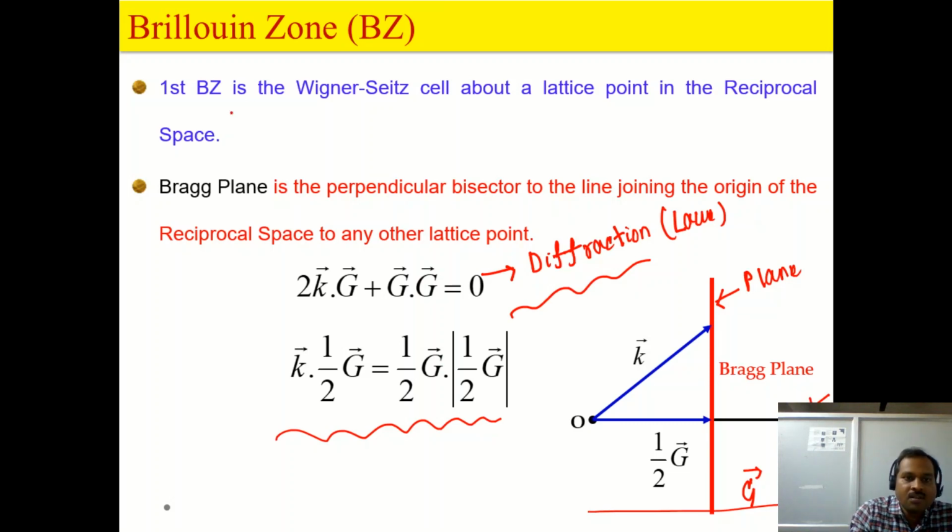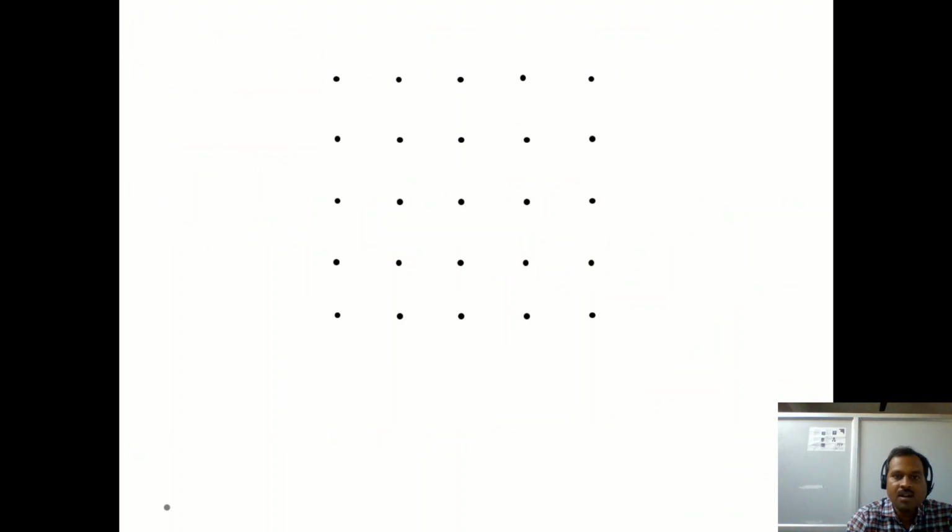So keeping in mind this concept of the Bragg plane, let us try to draw the Brillouin zones in the reciprocal space lattice. Let us, for simplicity, take a square lattice, and remember this is defined in the reciprocal space.